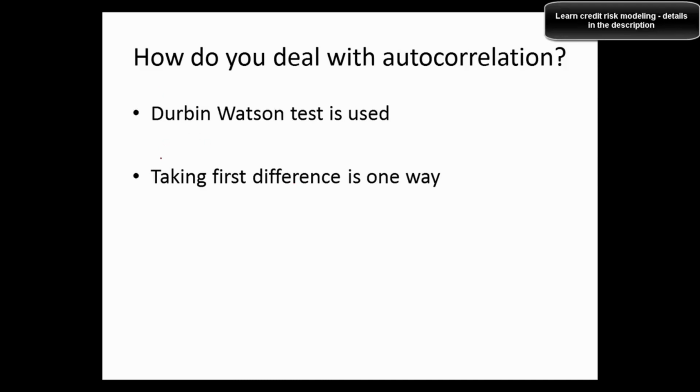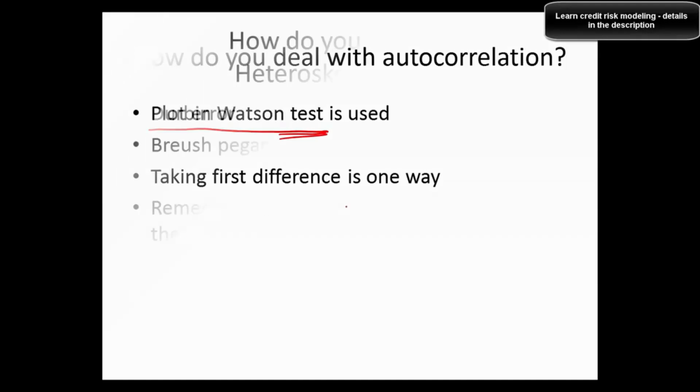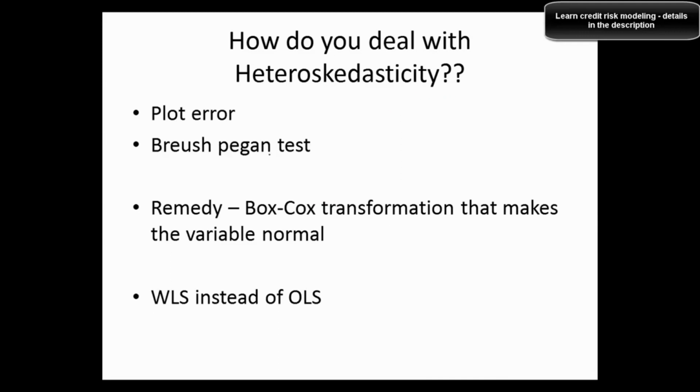Well, the first way to check whether autocorrelation is present in your regression is to do a statistical test known as the Durbin-Watson test. One way to get rid of autocorrelation is to take the first difference. How do you deal with heteroskedasticity? Firstly, you need to do some manual checks like plotting the error. You can get to know whether there is presence of heteroskedasticity or not.